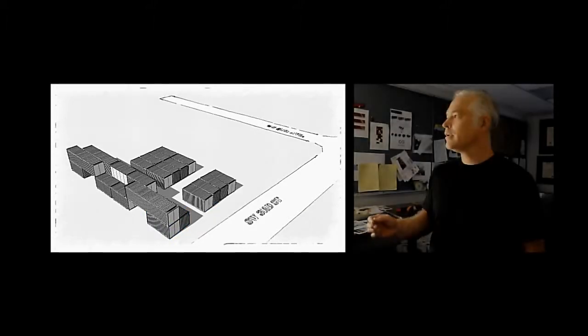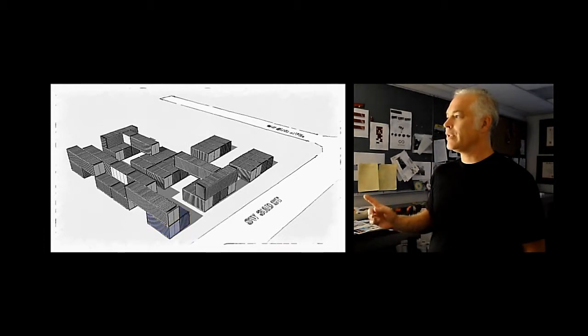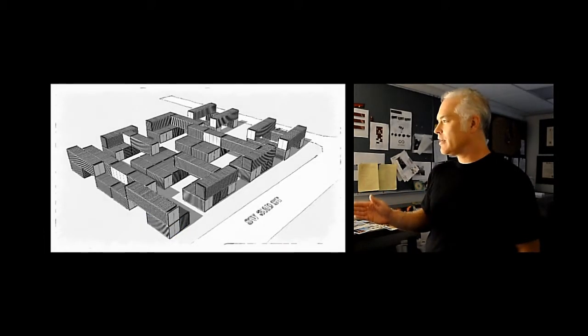But what we have planned is a container community, Containers in Common. We'll kickstart with one, but we intend to have 30 units linked together with common kitchens, living, working, and garden spaces.